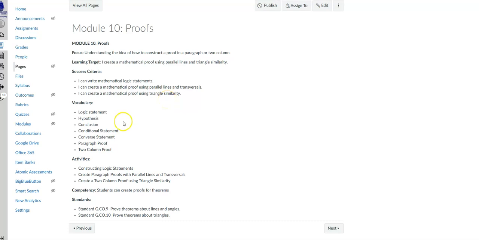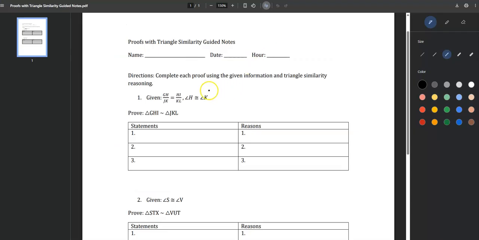Okay, we're on day 3 of module 10 here with proofs. Our success criteria and learning goals are still with mathematical proofs, but with a little bit of emphasis on triangle similarity, and we're going to be looking at 2-column proofs as well instead of paragraphs like we did the last time. So the difference between day 2 and day 3 is that on day 2 we were doing stuff with paragraph proofs.